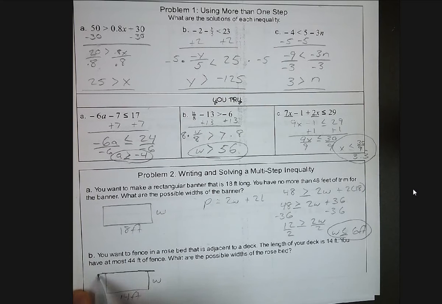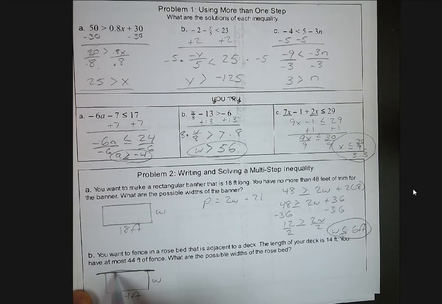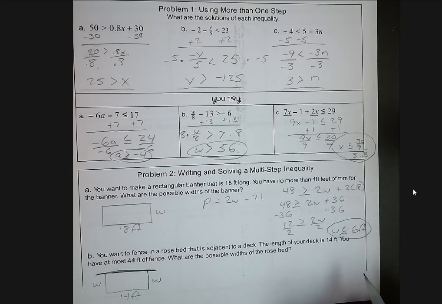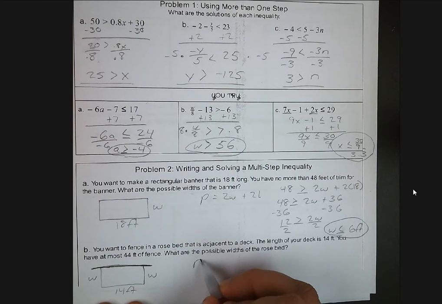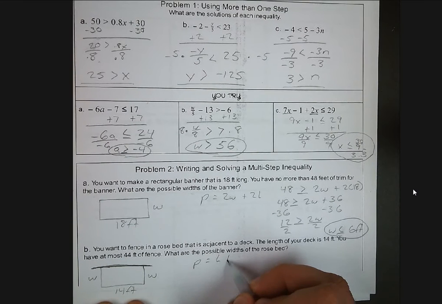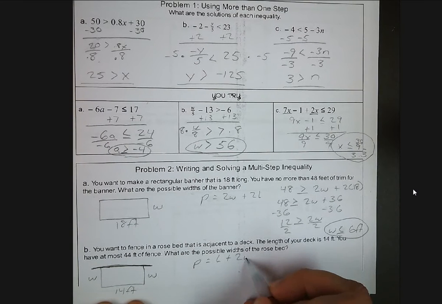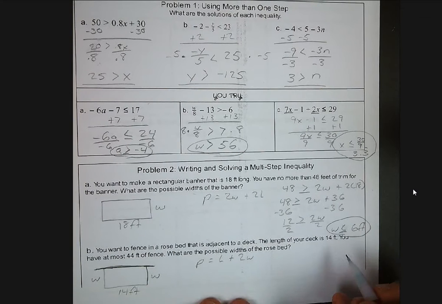All right, so instead of being 2 times the length plus 2 times the width, we're going to use just the length plus 2 times the width, because we're only going to put fencing on the 3 sides of the garden that are exposed. All right, and we know our length is going to be 14 feet.